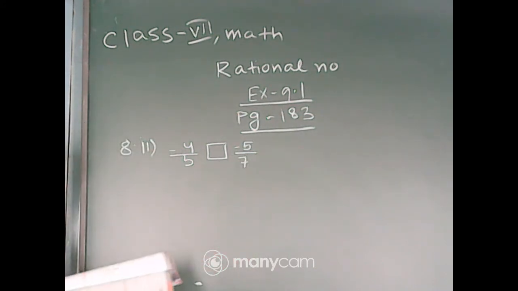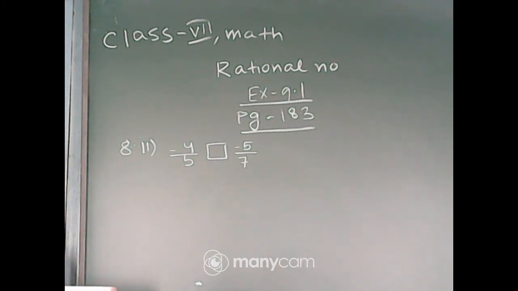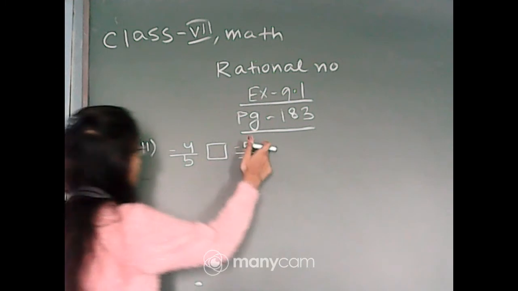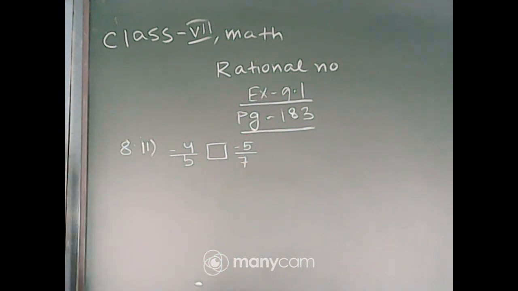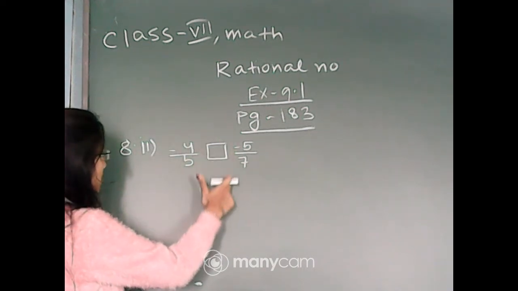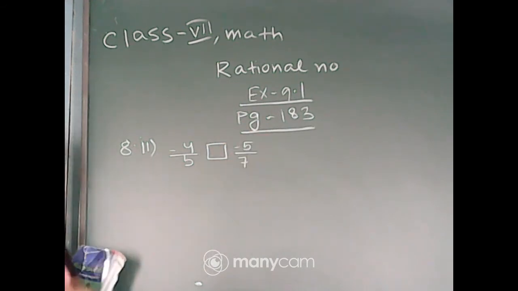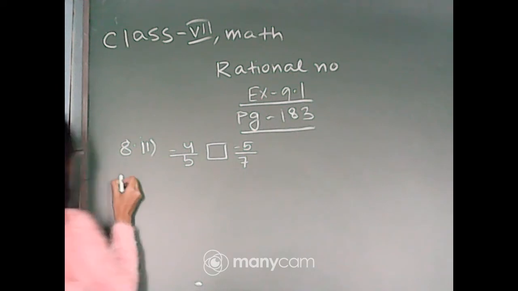Fill in the boxes with the correct symbol out of greater than, less than and equal to. That is, we have to decide whether minus 4 by 5 is greater than, less than or equal to minus 5 by 7.